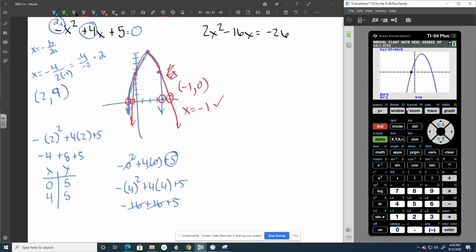Now to check my other one, I'm going to do second and hit the trace calculate button, and I'm going to choose zeros again.